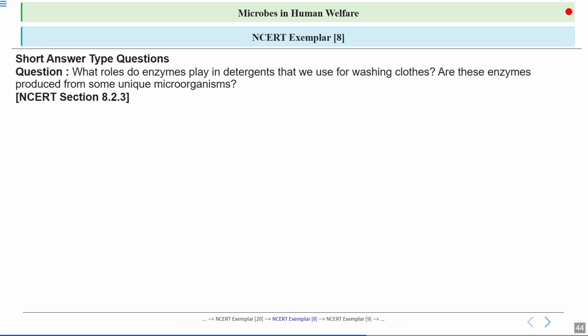Okay, next question. Next are the short answer type questions. So the question is, what role do enzymes play in detergents that we use for washing clothes? Are these enzymes produced from some unique microorganisms? So what will be the answer for this question?